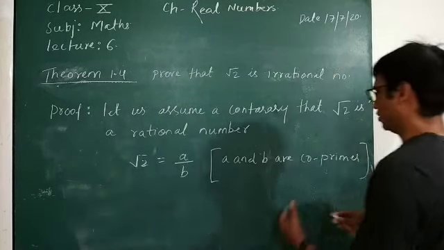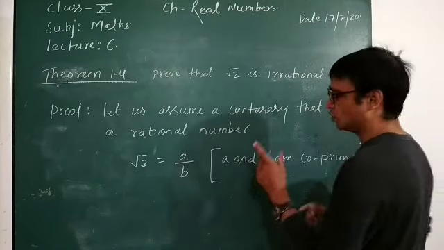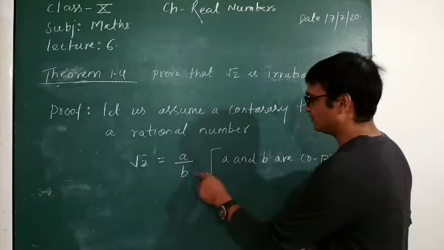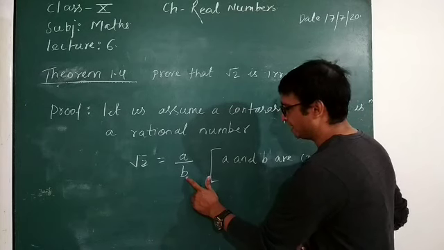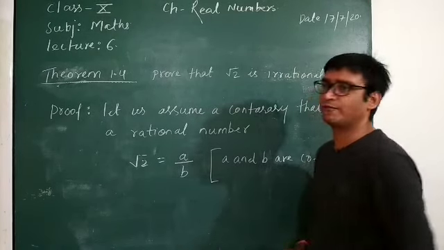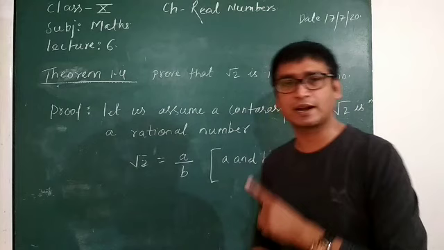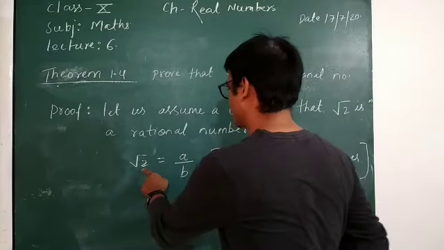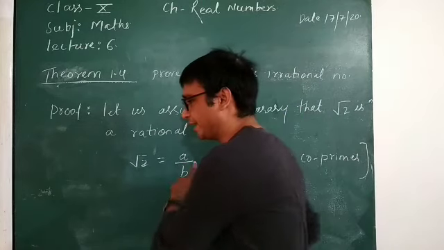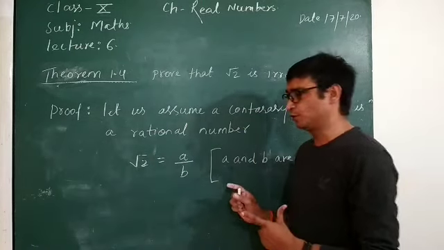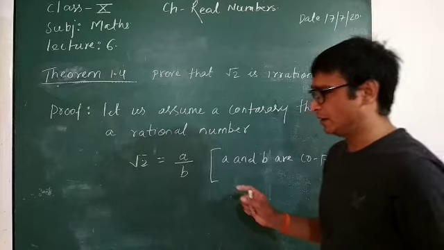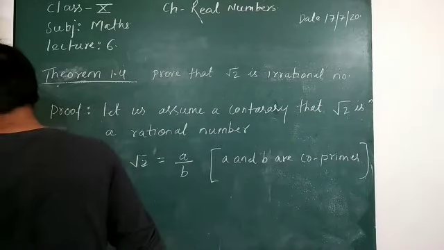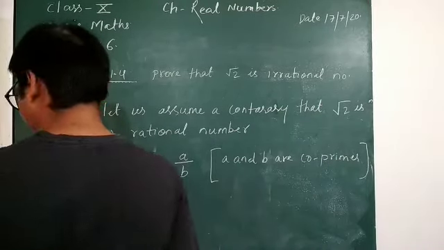Co-primes means whose HCF is only 1. If you take the HCF of B and A, you will find the HCF as 1, so they are called co-prime numbers. Now we have root 2 is equal to A by B. Now we have to square both sides.